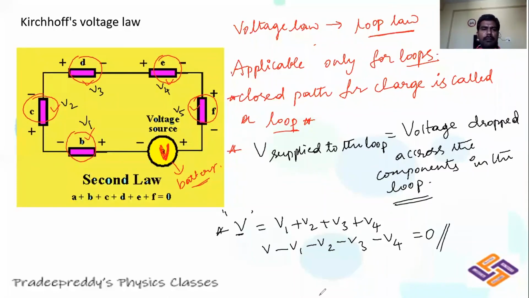The first law is applicable at junctions. The second law is applicable at loops. In the first law, charge is being conserved, and in the second law, voltage is being conserved. Total voltage supplied will be equal to total voltage dropped across all the components in the circuit.